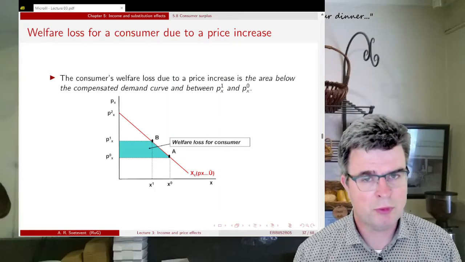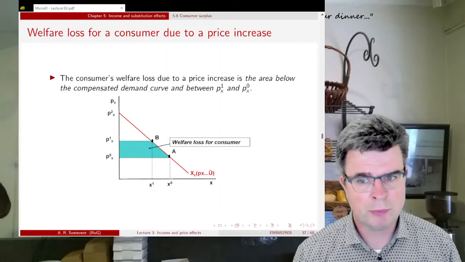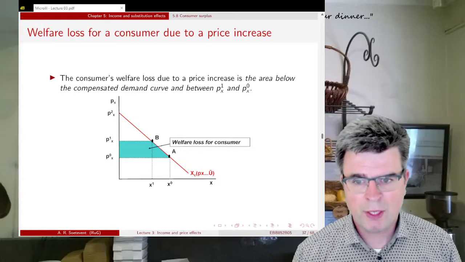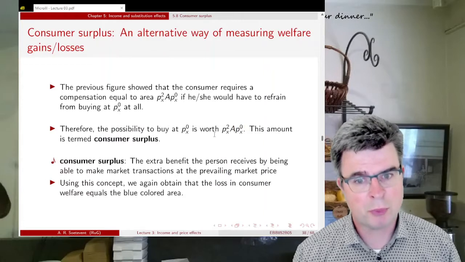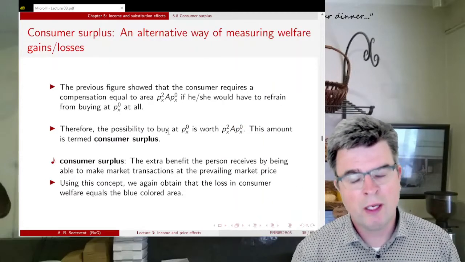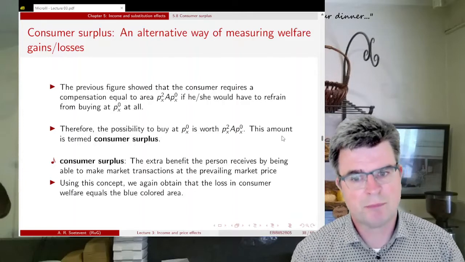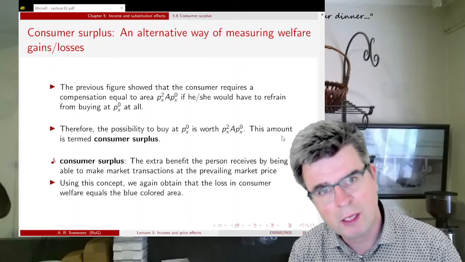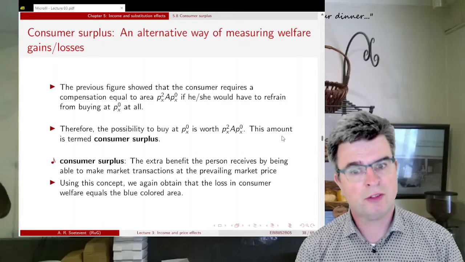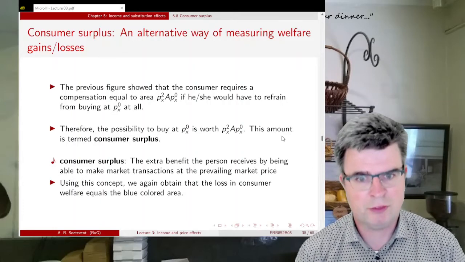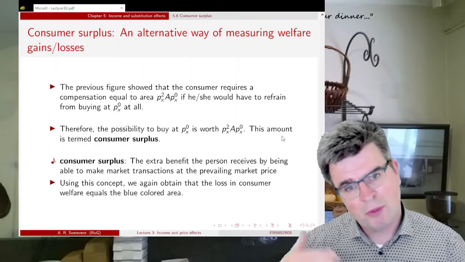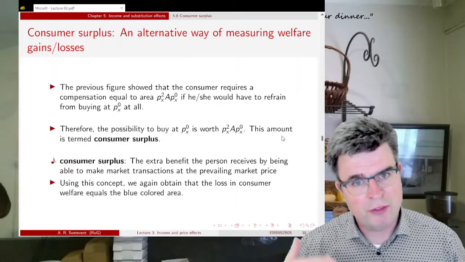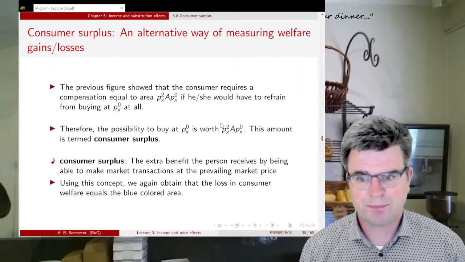If you take away that opportunity, you need to compensate the consumer by this entire amount over here. So in other words, the possibility to buy at price P0 is worth the size of the entire triangle. And this is what we call the consumer surplus. So it's the extra benefit that the consumer receives by being able to make market transactions at the prevailing market price, in this case P0. And if you increase the price, then you get a welfare loss, you get a decrease in the consumer surplus.